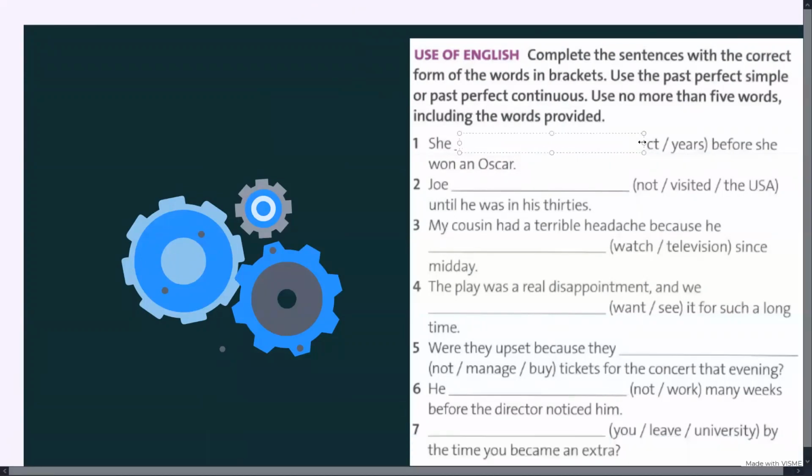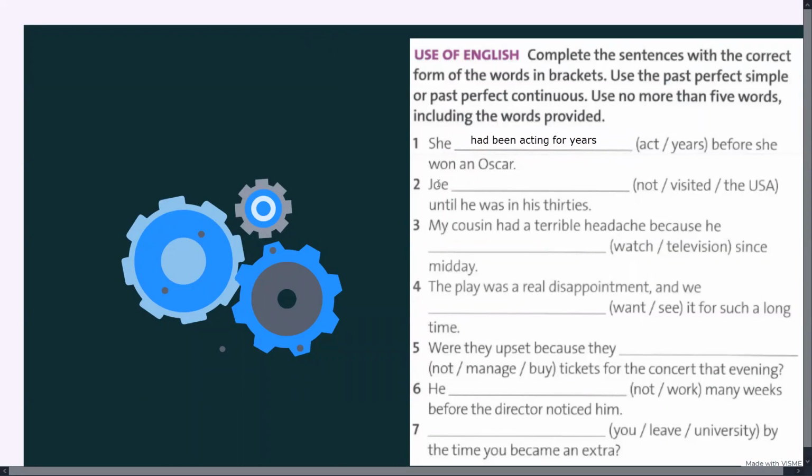Okay, let's look at this one. She acted years before she won an Oscar. Now, it's a similar one to the last exercise, but I would say that this is she had been acting for years, and it's exactly 5 words, 1, 2, 3, 4, 5. So she had been acting for years, because it's a longer process and it's an action verb.